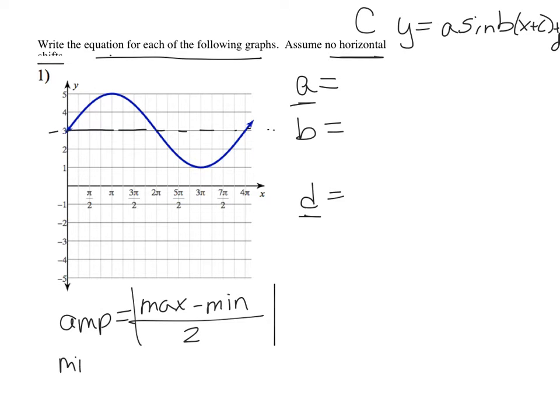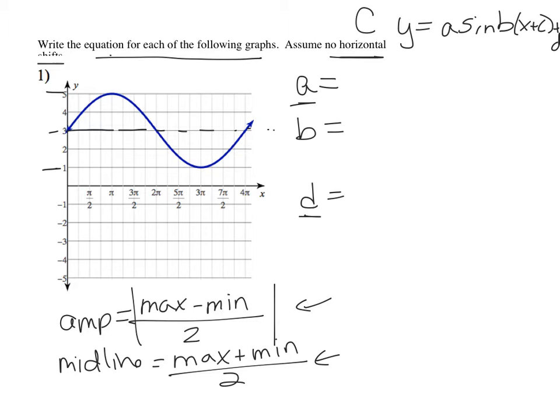And the midline's formula is the max plus the min divided by 2. So if you're not really sure, you can't tell where the midline is, but you see that the highest part of the graph is 5, the lowest part of the graph is 1, you can just plug them into these fancy formulas. Okay, but hopefully you can see it. And here the midline is 3. The amplitude, we start at 3 and we count up 1, 2.